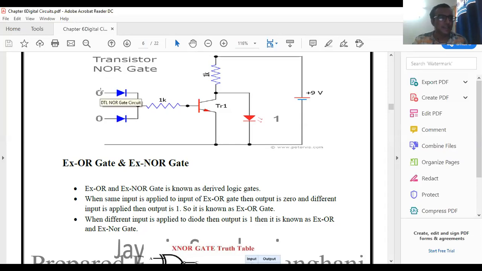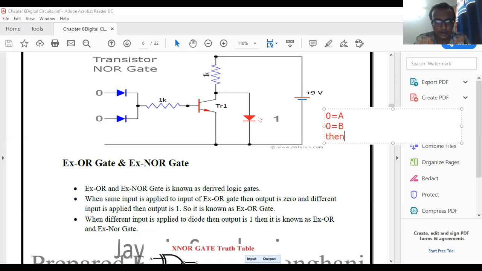Now you will understand this. If you give 0 0 here, the diode will never turn on. Diode cannot be turned on. That's why directly 0 volt is applied here, and here is 0 volt. Then output here is 1 volt. That's why the LED can be turned on whenever we apply 0 0 input. See this: A equal to 0, B equal to 0, then Y equal to 1. It is the first case.